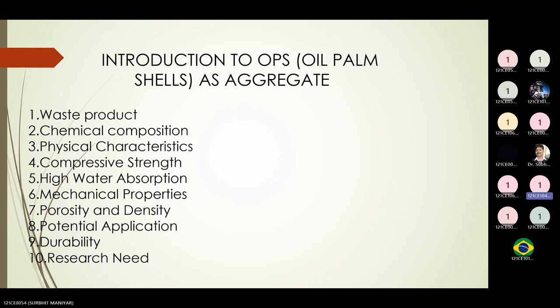The OPS have a high water absorption capacity of 21 to 33%, much greater than the conventional gravel aggregates. That's why it has high pore content. Porosity and density: these OPS exhibit high porosity, 37%, and lower densities compared to traditional aggregates. Because of high porosity and low density, we can use it, and it is 60% lighter according to the data. It is 60% lighter than normal traditional aggregates.